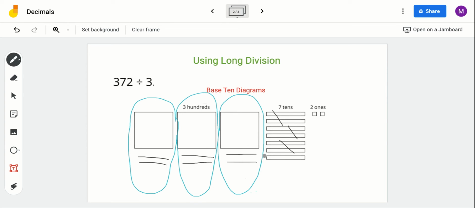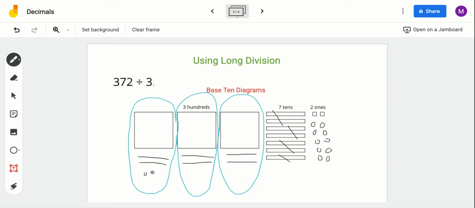I can't split that 10 up equally into three groups, so I'm going to split it up into 10 ones. Seven, eight, nine, 10. So this 10 got split into 10 ones. There were already two ones here from the 372. So these two ones plus my 10 ones from that 10 getting split up gives me 12 ones, and 12 ones can be split into three groups with four going into each group.